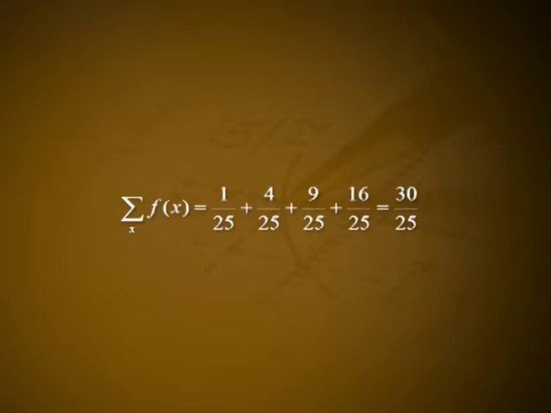Summation over x f of x is equal to 1 by 25 plus 4 by 25 plus 9 by 25 plus 16 by 25, that is equal to 30 divided by 25, which is greater than 1. Here f of x fails to satisfy the second property. Hence, it cannot be a probability mass function.